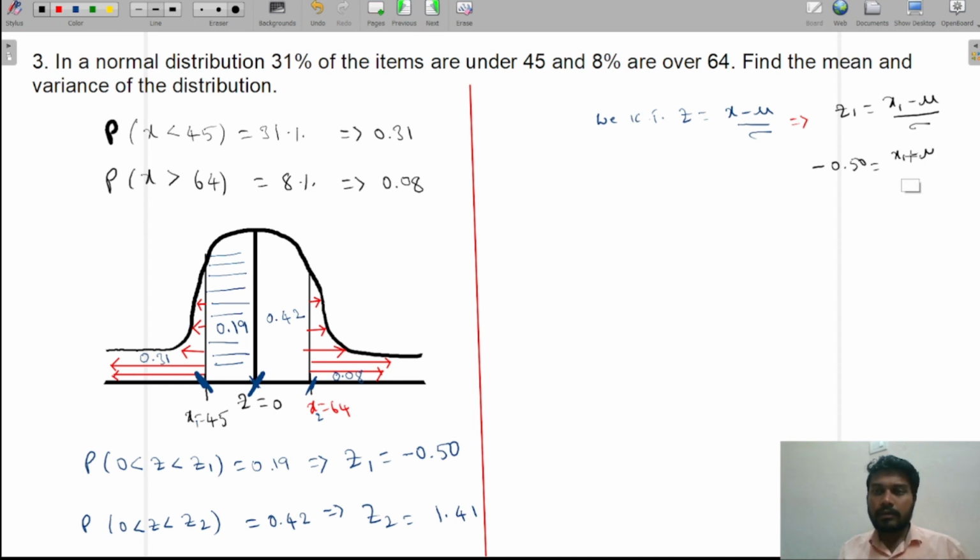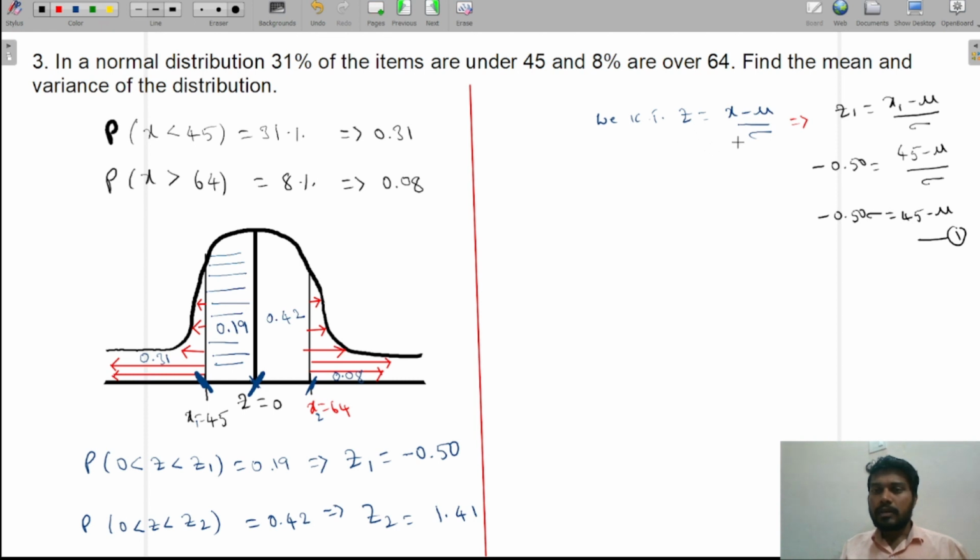Nu, do you know? No, but the x1 value I know, right? 45. So 45 minus nu by sigma. So these two values we have to find, right? So sending sigma to the LHS, minus 0.50 sigma equals 45 minus nu. Let us treat it as equation 1.